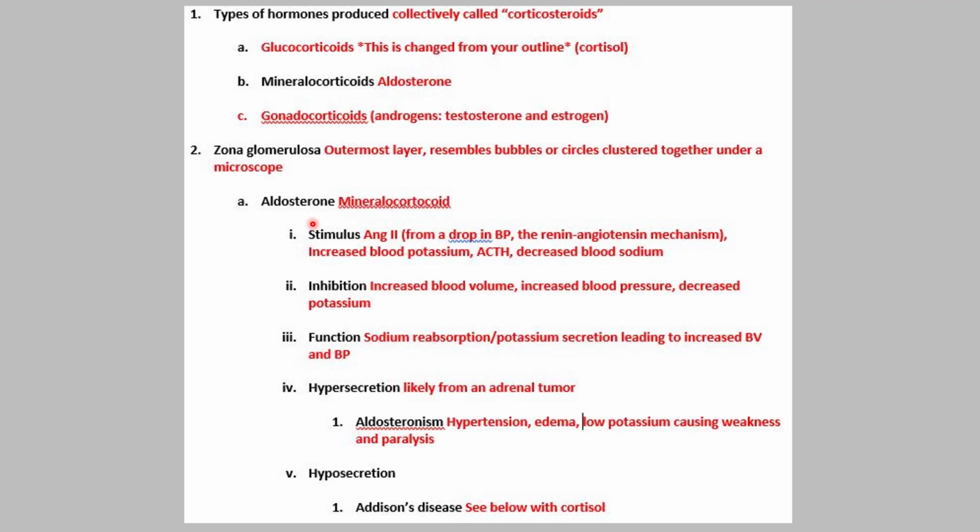So what inhibits aldosterone? Well, an increase in blood volume. So if we have an increase in blood volume, our blood pressure is going to go up. So that's the opposite of what we have right here. Increase in blood volume, increased blood pressure, decreased blood potassium. Any of those things will inhibit aldosterone.